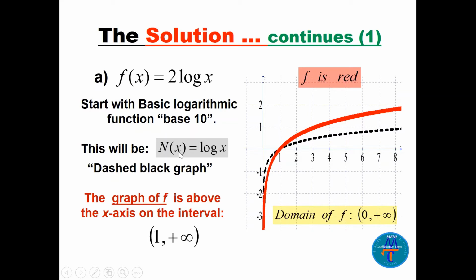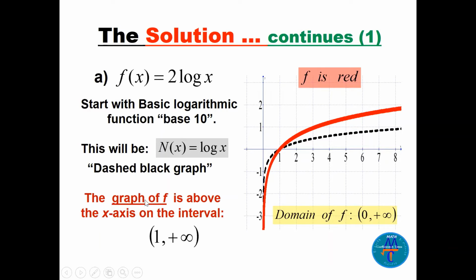Let's call it n of x. So this function will be n of x. This is the log of x, a dashed black graph. Now, this n multiplied by 2, we will get f. So it will be a vertical stretching with the same x-intercept. So the graph of f now is the red graph here. f is the red graph.